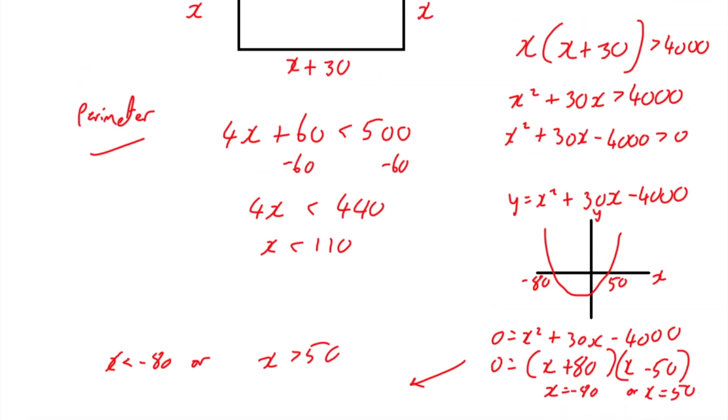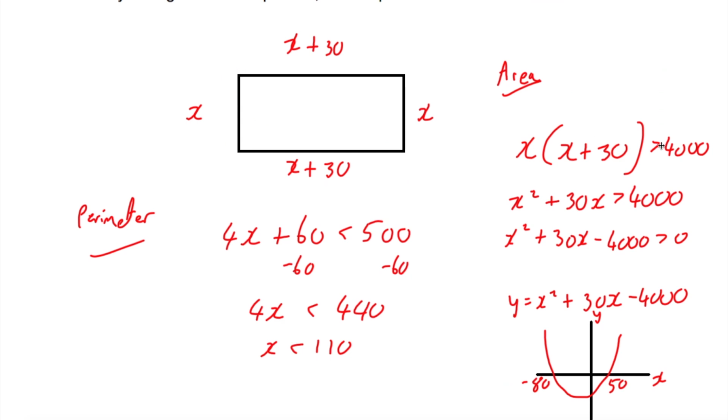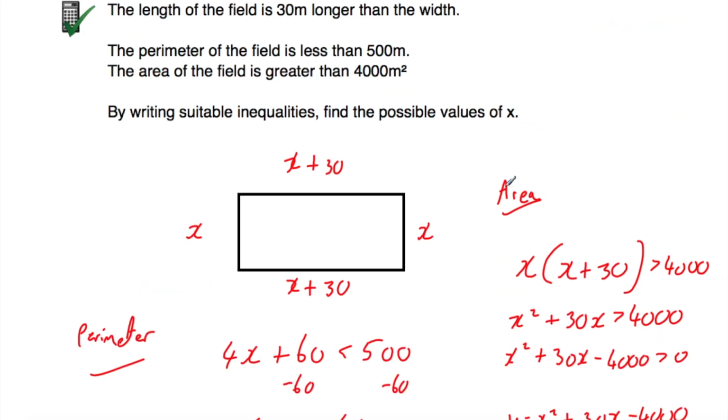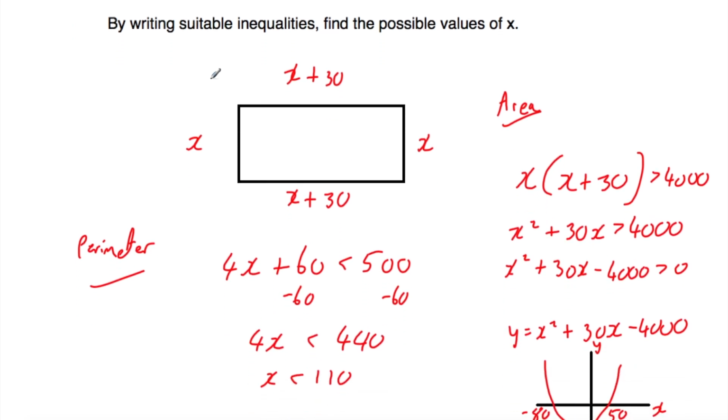But given the context of the question and the fact that x is the width of the rectangle, we can actually ignore these solutions here, because x less than negative 80 wouldn't make sense in terms of this rectangle. Now, for this rectangle to have an area that's bigger than 4,000 square meters, we need the width of the rectangle to be bigger than 50 meters. So x has to be bigger than 50 meters. But also for the perimeter to be less than 500 meters, we've found that we need the width of the rectangle to be less than 110 meters.